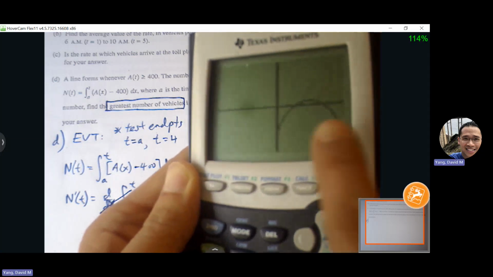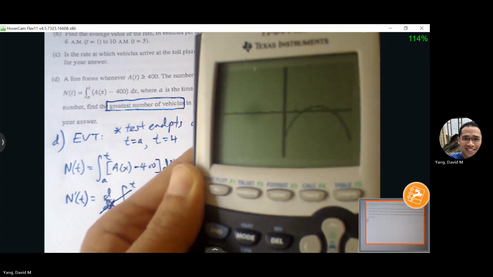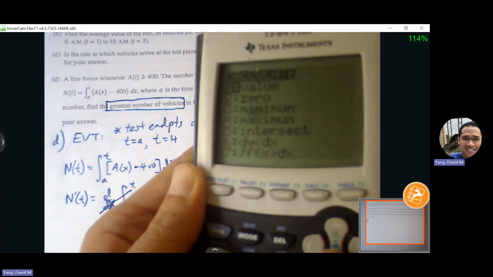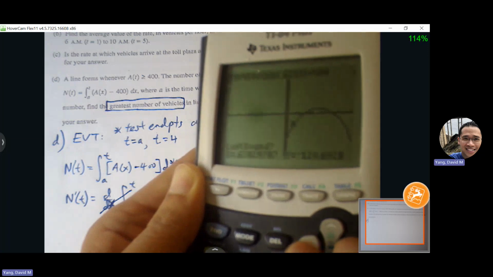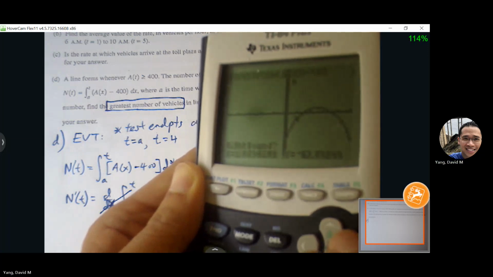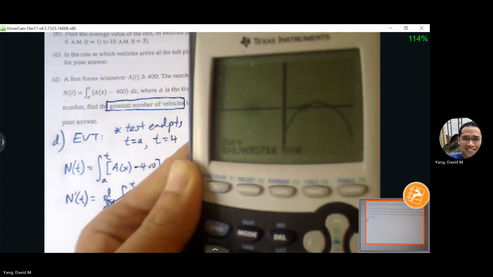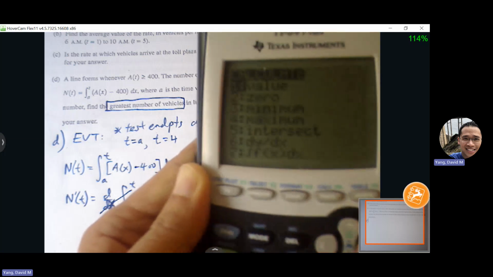Okay, so now I know I'm looking for my x-intercepts. So I can do second trace, 0. So pick a point to the left of the x-intercept, hit enter. Pick a point to the right of the x-intercept, hit enter. 1.469. So that's one x-intercept, second trace.